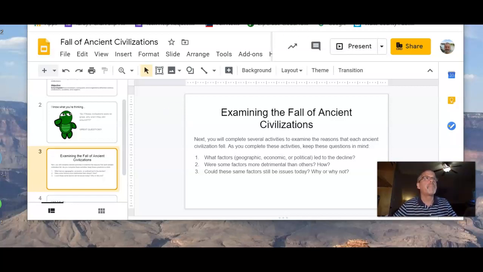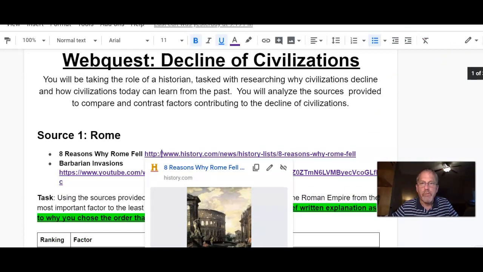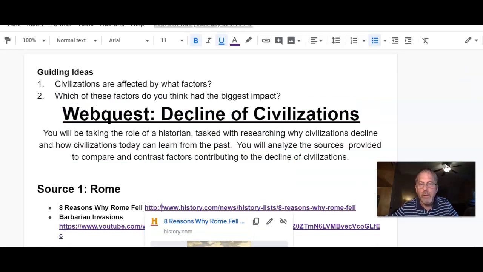Okay, how this is going to work today. Let me pull this over. For our purposes today, you have this web quest. Now, the guiding ideas behind it is that civilizations are affected by what factors? Which of these factors do you think had the biggest impact? The web quest, decline of civilizations. You will be taking the role of a historian today, tasked with researching why civilizations decline and how civilizations today can learn from the past. Sorry. You will analyze the sources provided to compare and contrast factors contributing to the decline of civilizations.